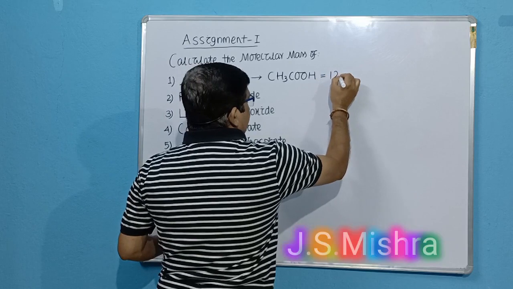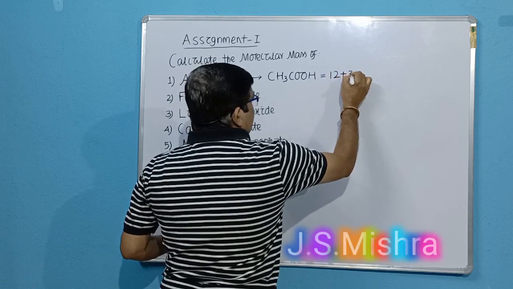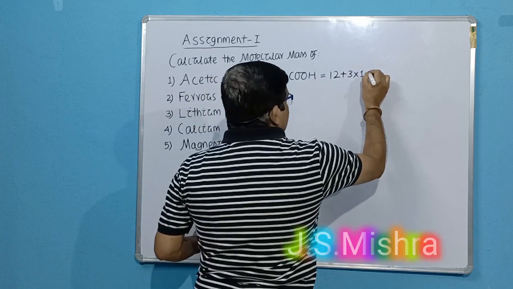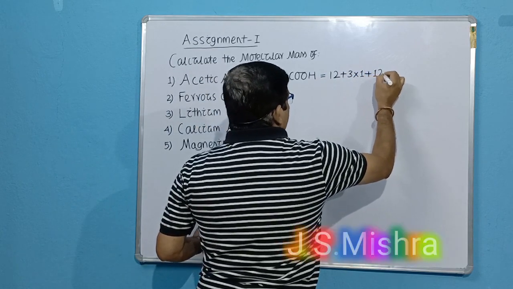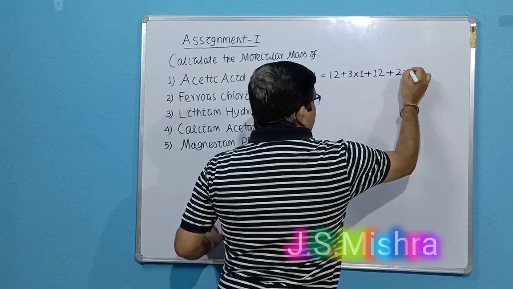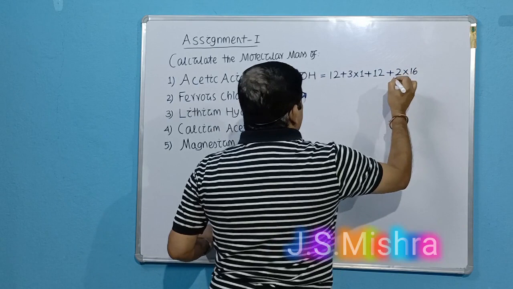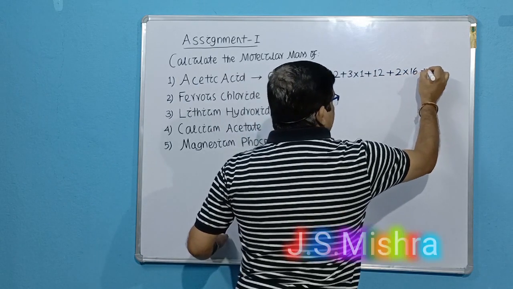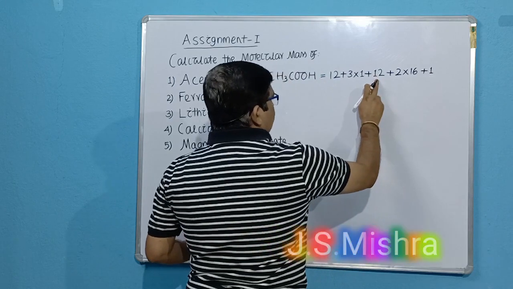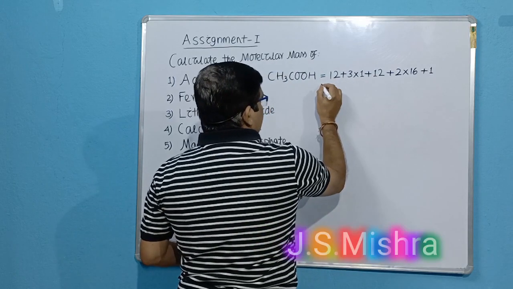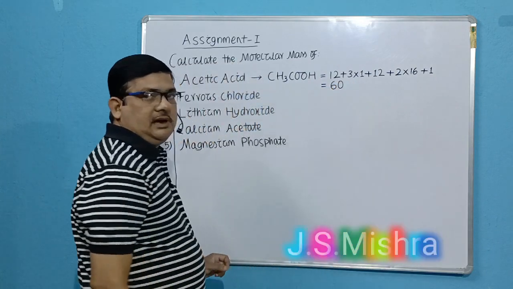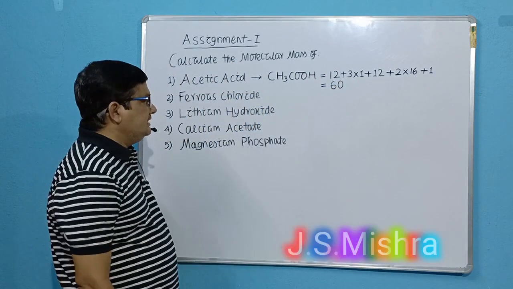Carbon is 12, then 3 hydrogen, hydrogen atomic mass is 1, plus another carbon 12, plus 2 oxygens, so 2 into the atomic mass of oxygen, that is 16, plus the last hydrogen. So it becomes 32 plus 3, 35, then 47, 48 plus 12, that is 60. So the molecular mass of acetic acid is 60.